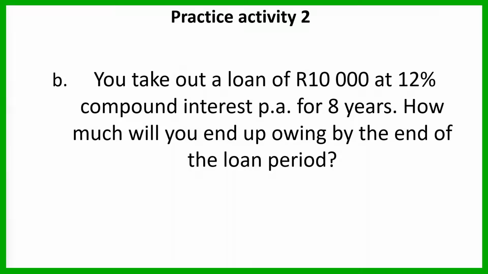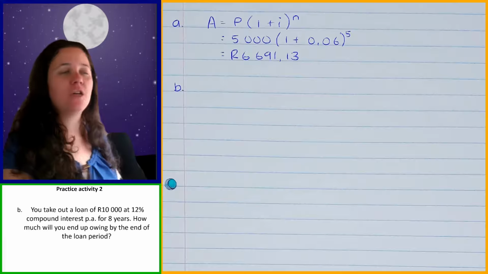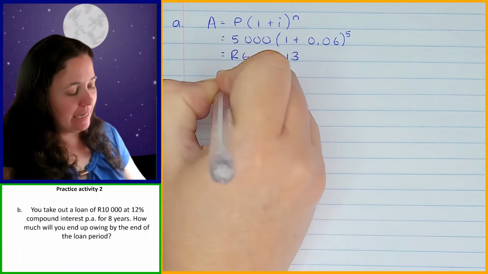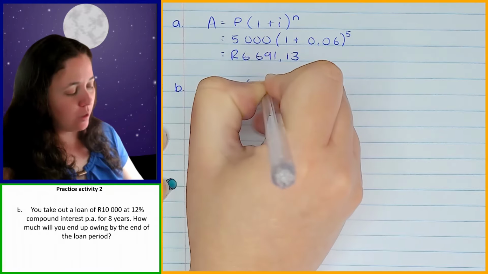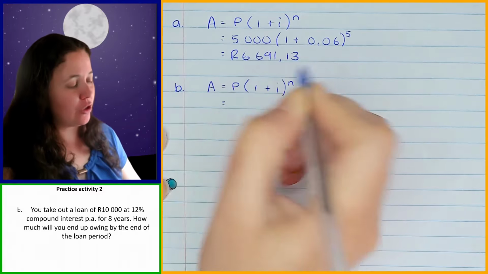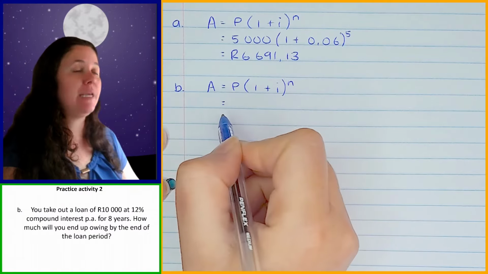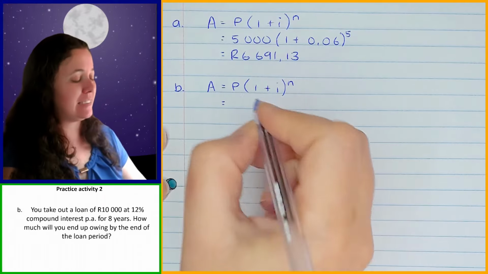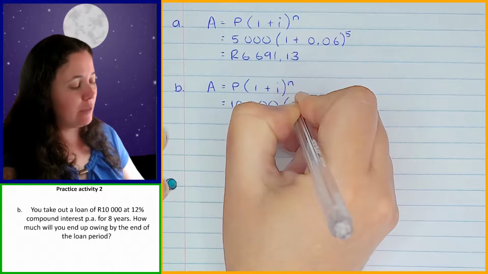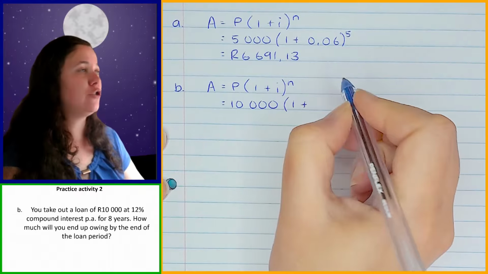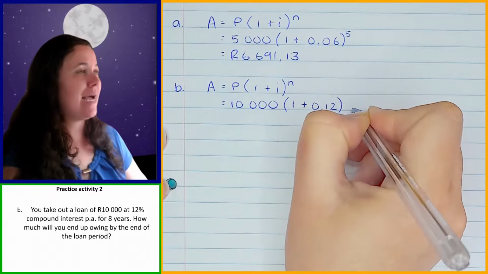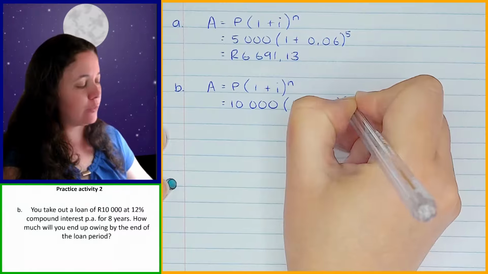Okay, so let's go through that one quickly. So I'm going to start off once again by writing down my formula. So it's A equals P, and then in brackets 1 plus i to the power of n. And now we're going to fill in. So for this one, our P value, our principal value, is 10,000. That's the amount that was borrowed in the beginning. Okay, then we've got 1 plus, and then our interest rate is 12%. So that's going to be 0,12. And the number of years is 8, so it's to the power of 8.